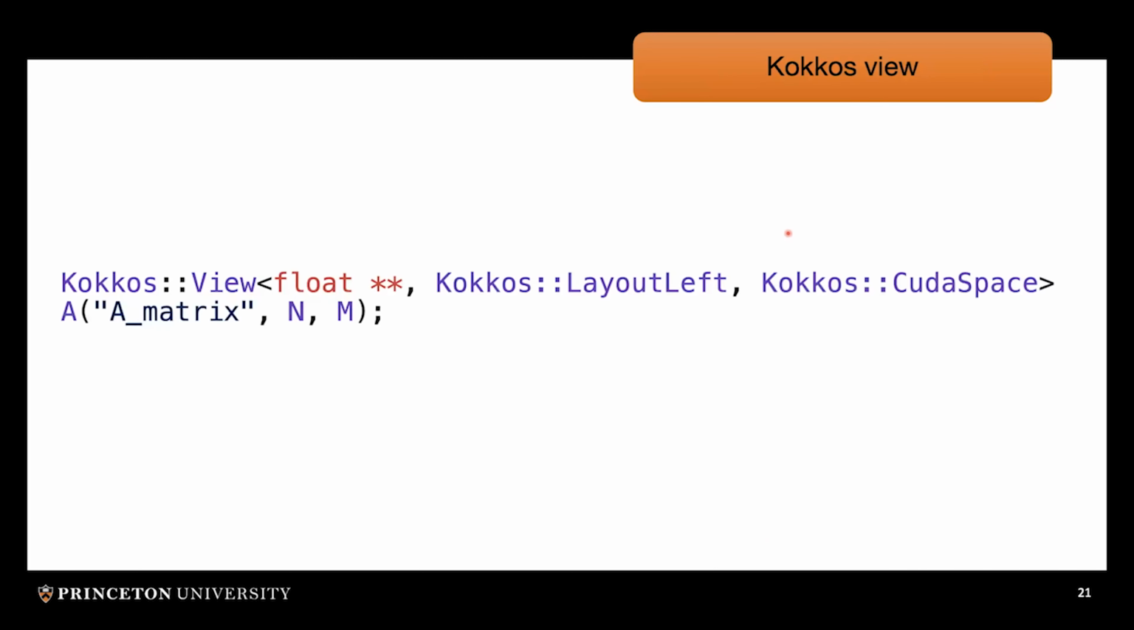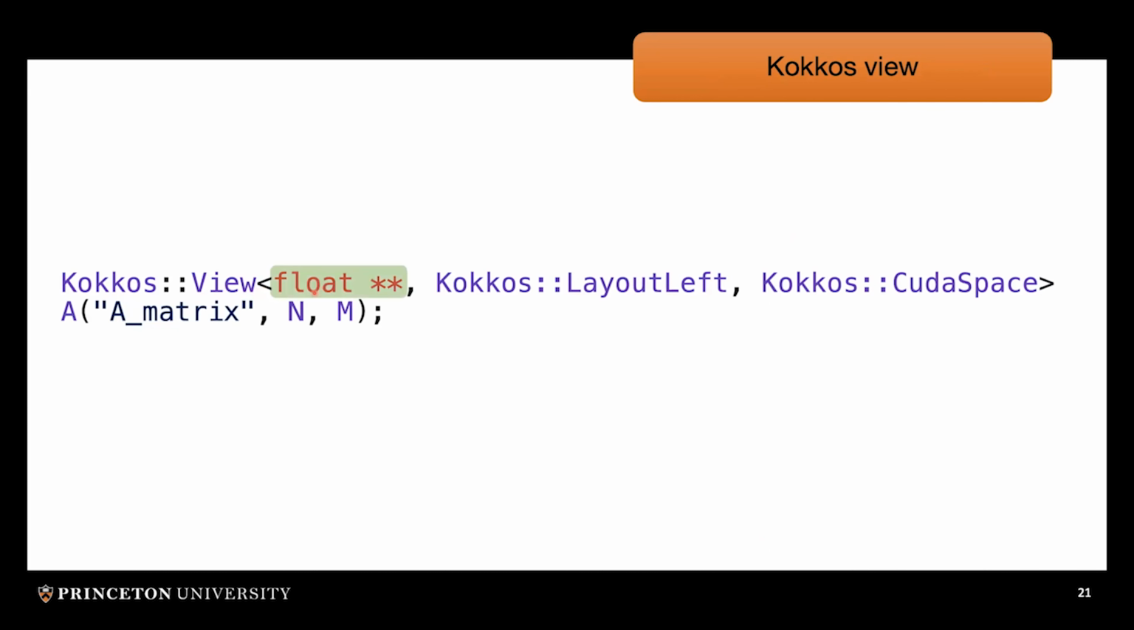So let's look at how a view is defined. A view is a templated class. By having a templated class, the template parameters themselves need to be defined at compile time. So if you think about this view, this is a two-dimensional view. The two asterisks over here, the double star, define that it's a two-dimensional matrix, specifically a two-dimensional matrix that is defined at runtime, that is, dynamic allocation.